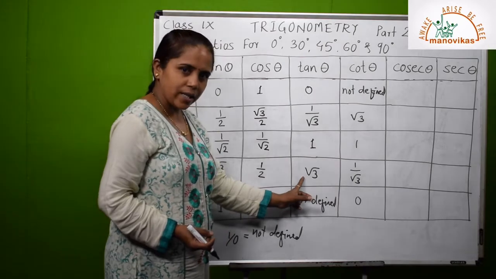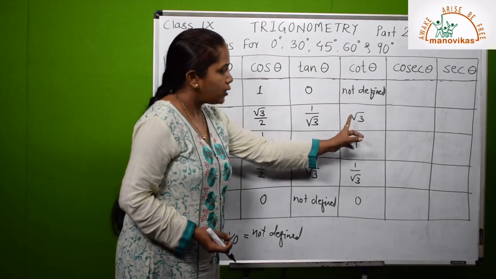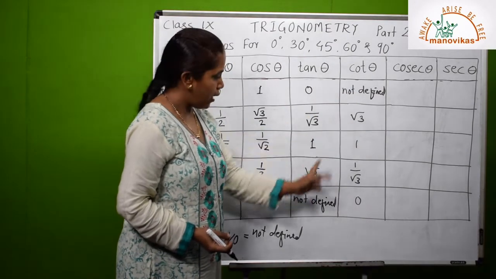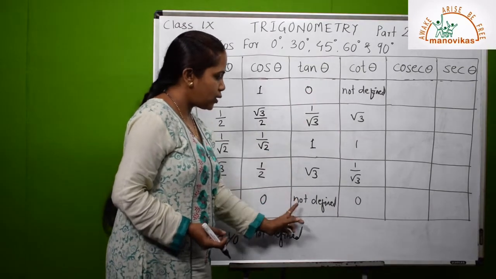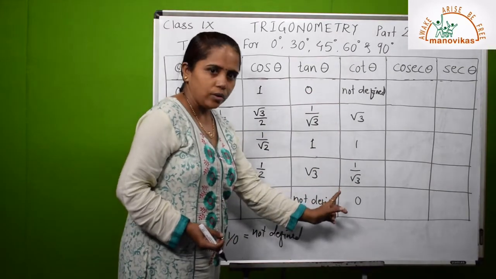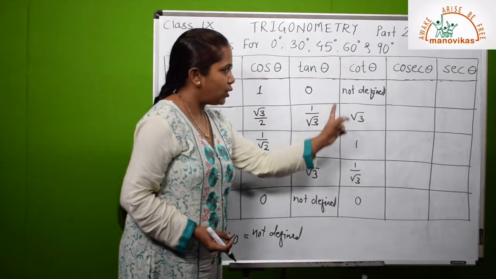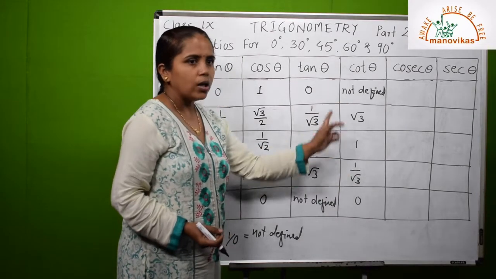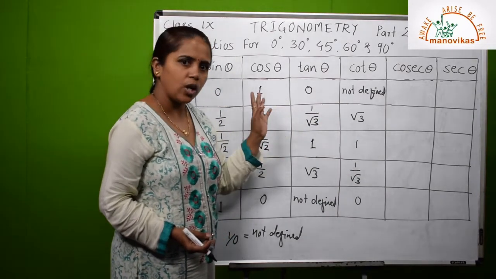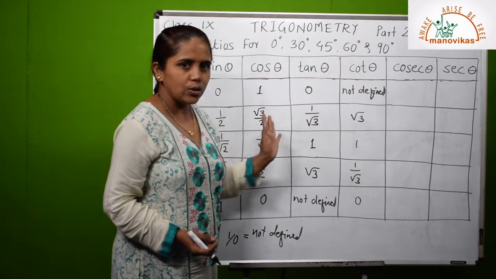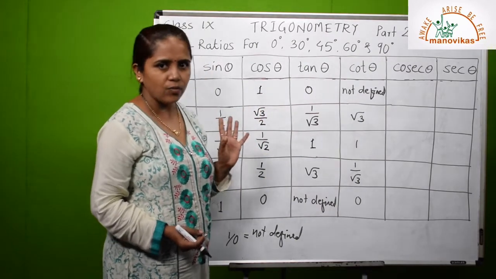Tan 60 is root 3, so cot 30 will be root 3. Again, this previous column I have written in opposite direction. So you get the cot theta, which will be the reciprocal of tan theta. You can use any method, you will get the same values.